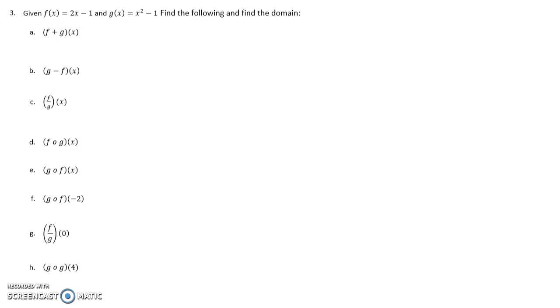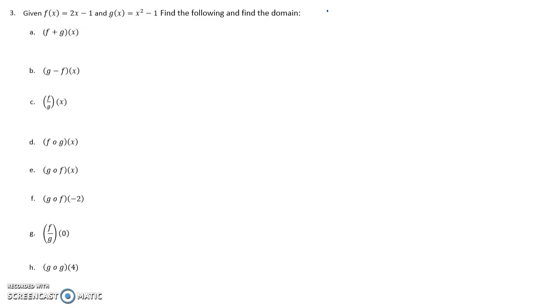Okay, so given f of x is equal to 2x minus 1 and g of x is equal to x squared minus 1, we're going to find some combinations of functions. We're going to add the functions, subtract them, divide them, use the compositions, and then we're going to actually evaluate some of these functions at certain values. We also need to find the domains of these functions.